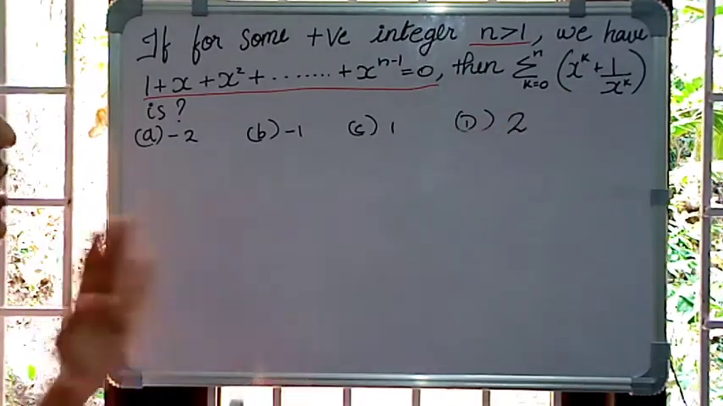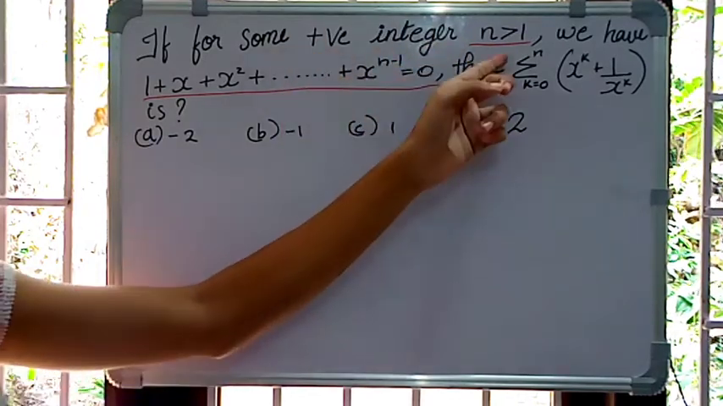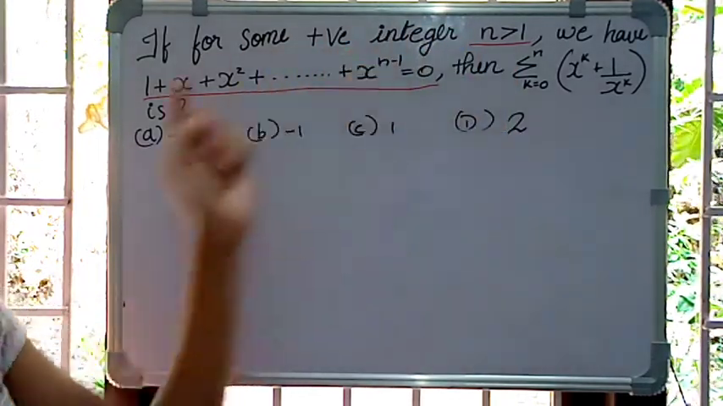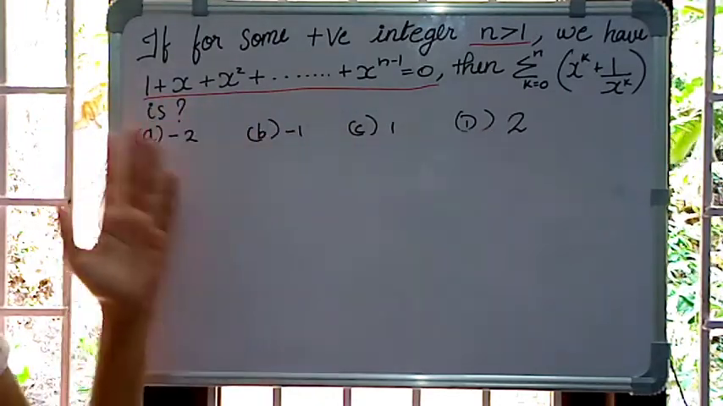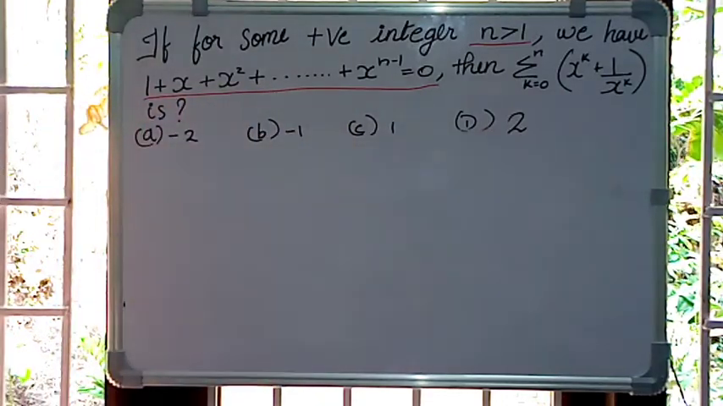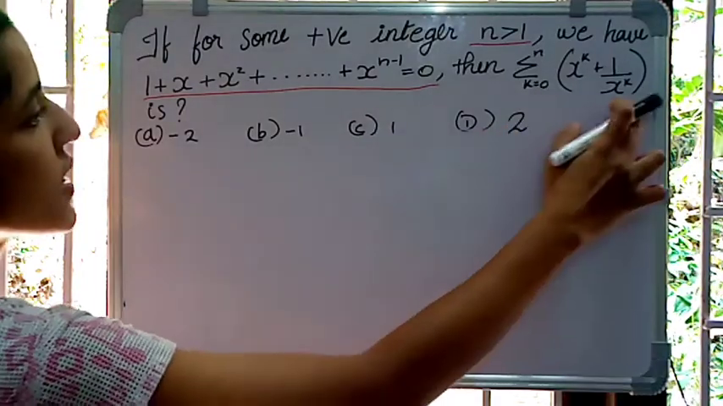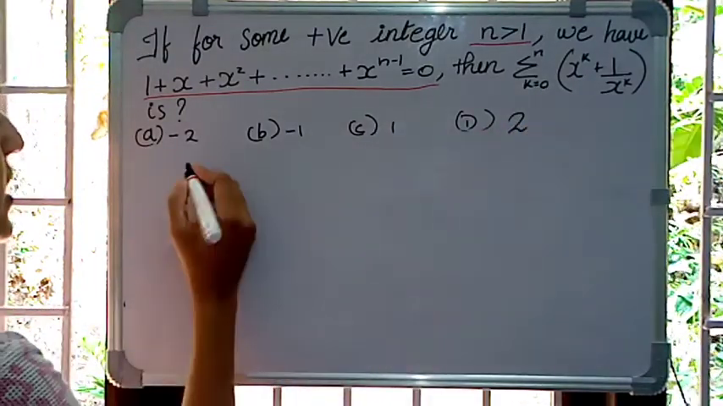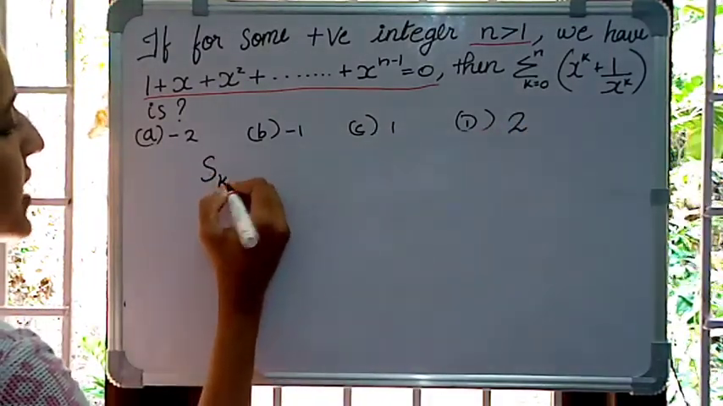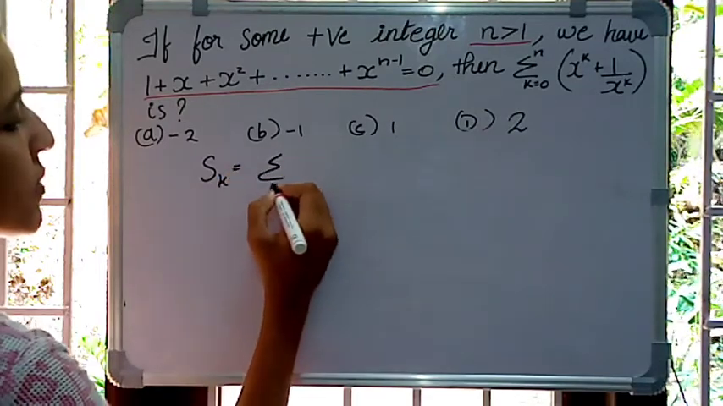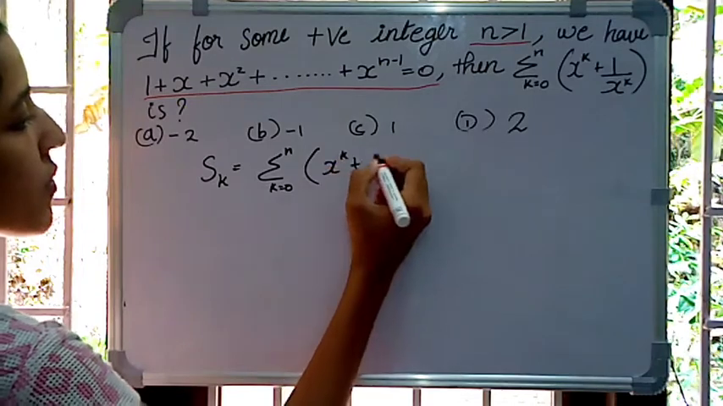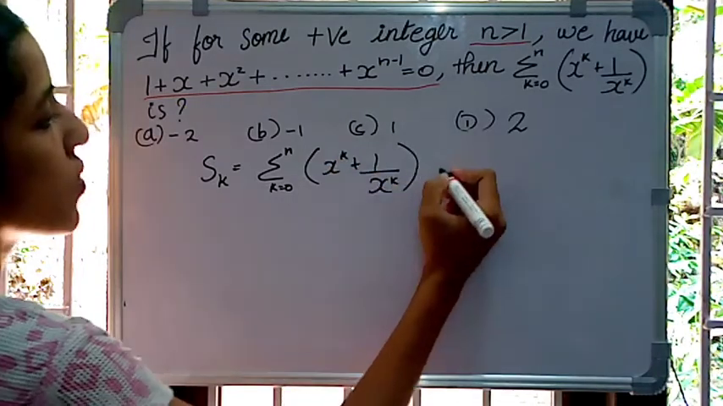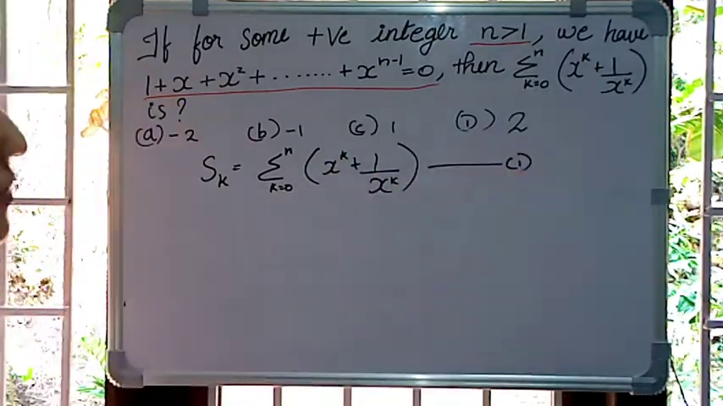We are provided with the quantities that n value is greater than 1, which is a positive integer, as well as the geometrical progression. So this is a question which is taken from the topic geometrical progression. Now let's consider this one. It can be represented using the letter Sk. Let's denote it with equation 1.